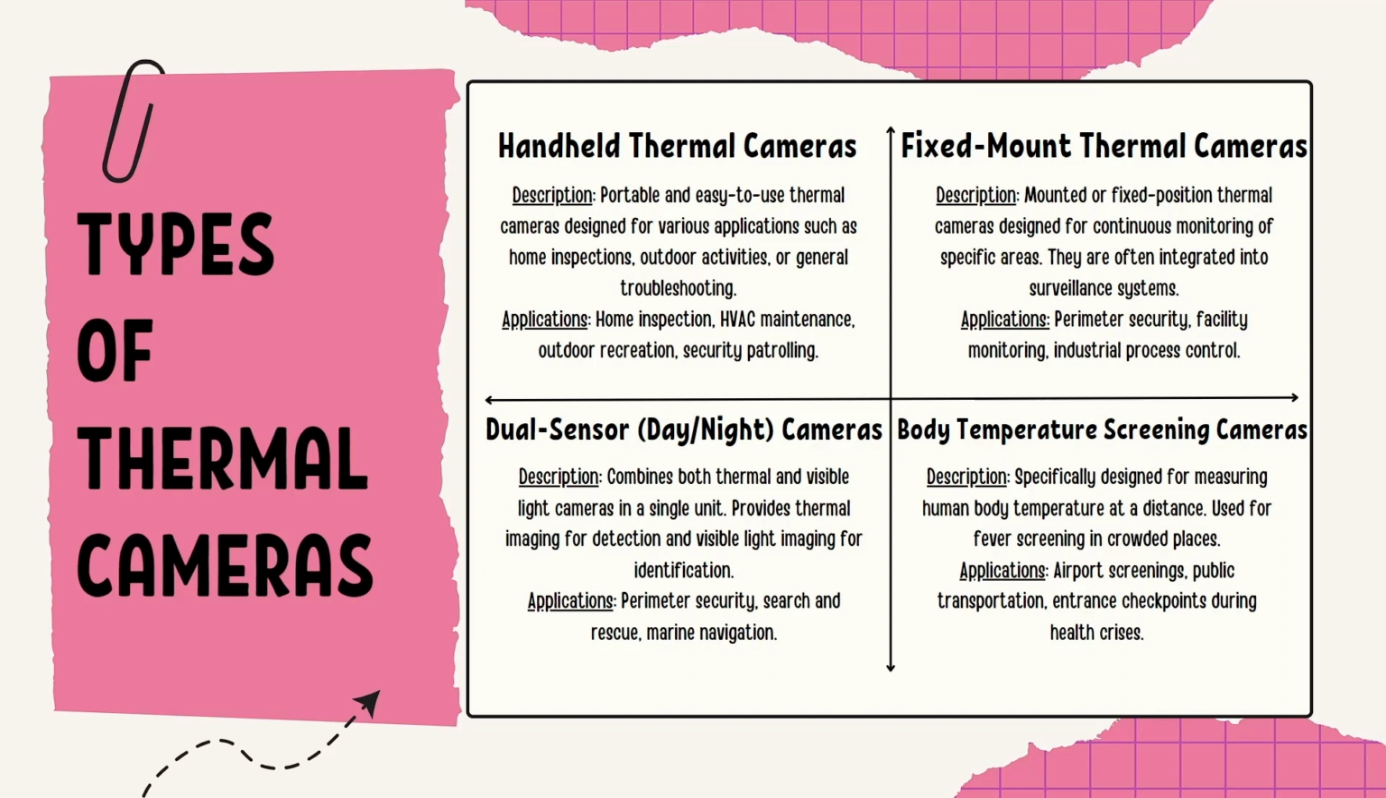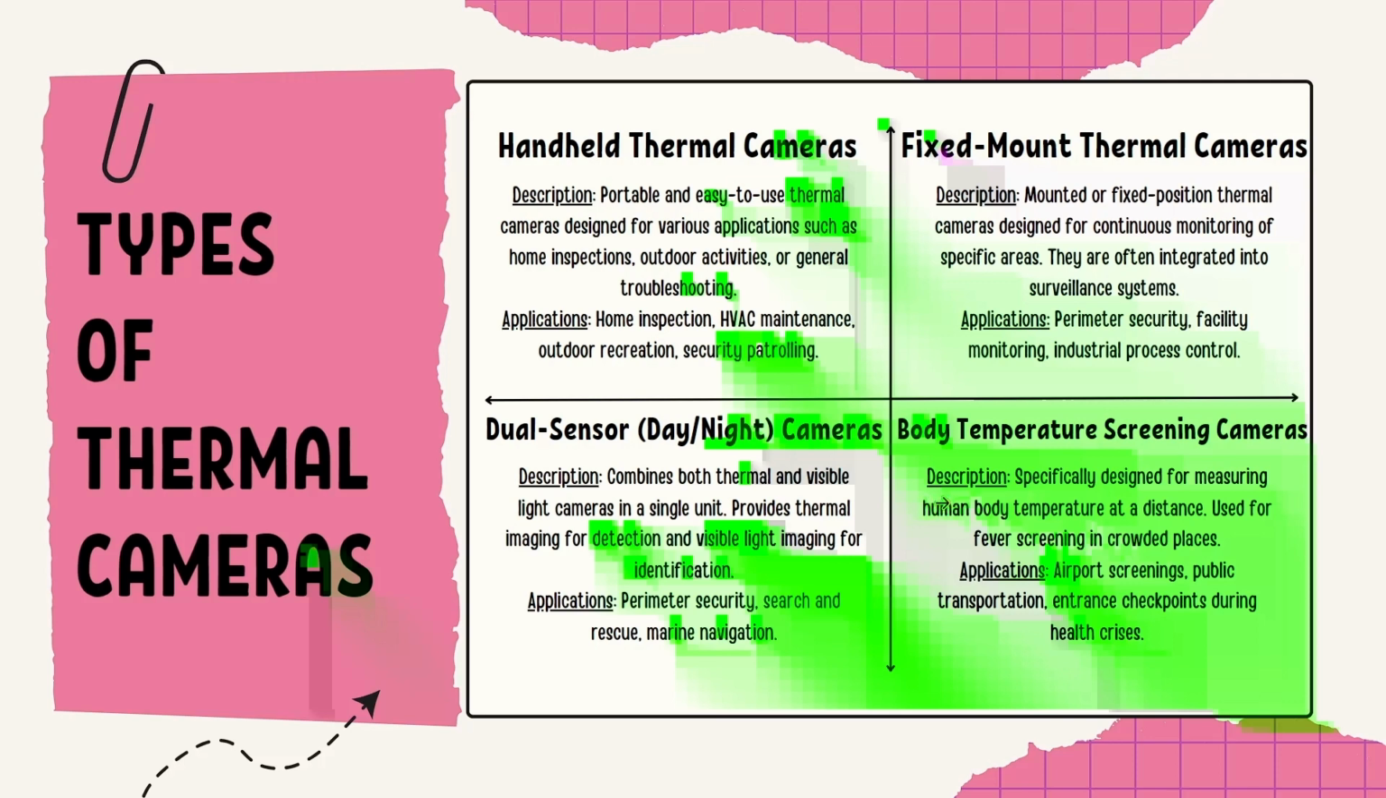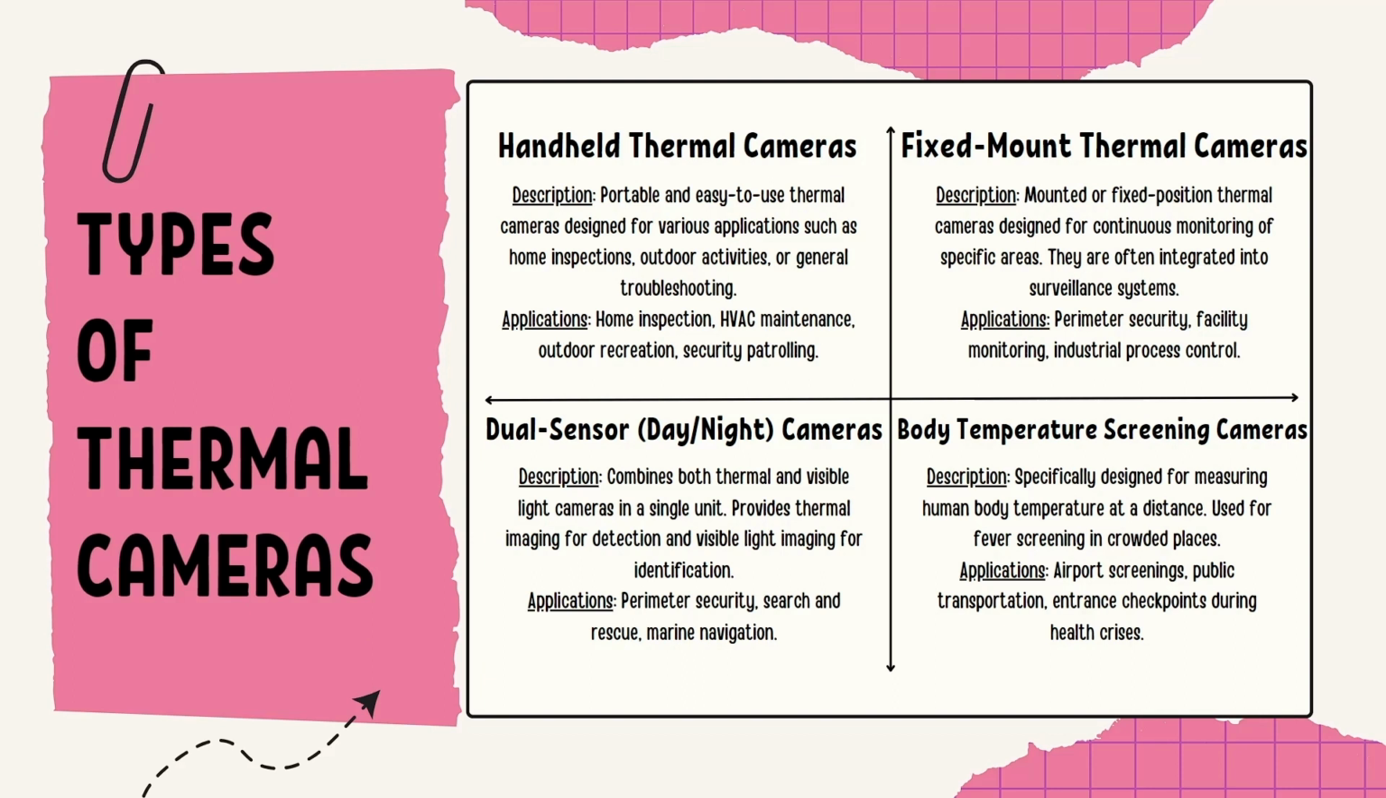Now, coming to fixed mount thermal cameras, these are designed for continuous monitoring of specific areas. They're often integrated into surveillance systems, and hence these are the types of cameras which are used in the security department. So coming on to dual sensor or day-night cameras. These combine both thermal and visible light cameras in a single unit. So these cameras not only provide thermal imaging for detection of a person, but also provide visible light imaging for particular identification of a person.